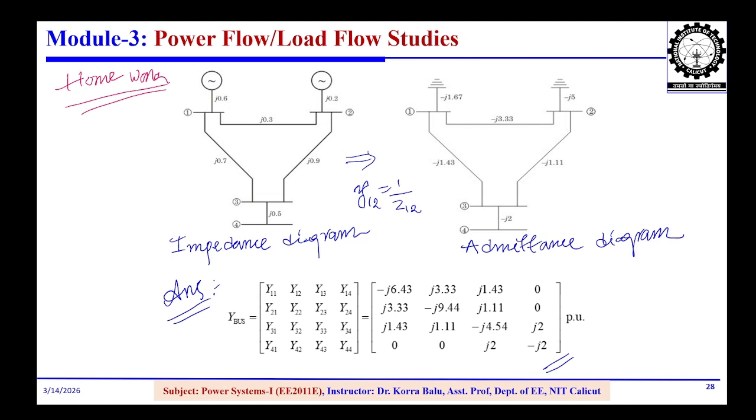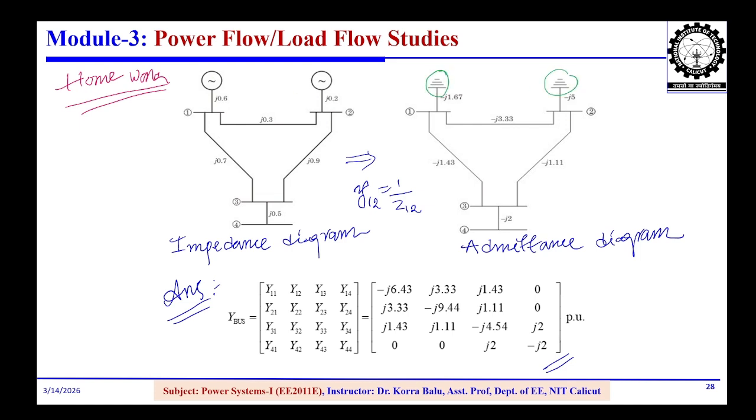So similarly, you can try this problem. Pause the video and try it. Here a 4 bus system is given: bus 1, bus 2, bus 3, bus 4, and we need to form the Y bus matrix. So n is equal to how much? 4 buses. So the size of the Y bus matrix is 4 into 4, and this generator will be indicated as the ground.